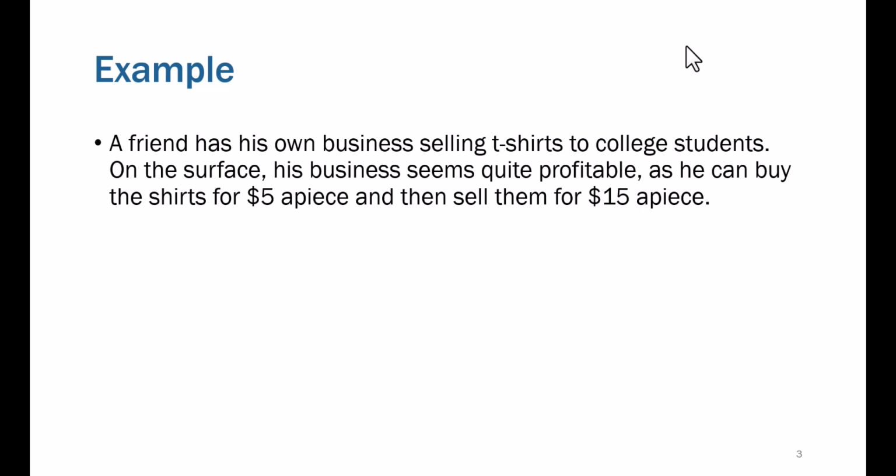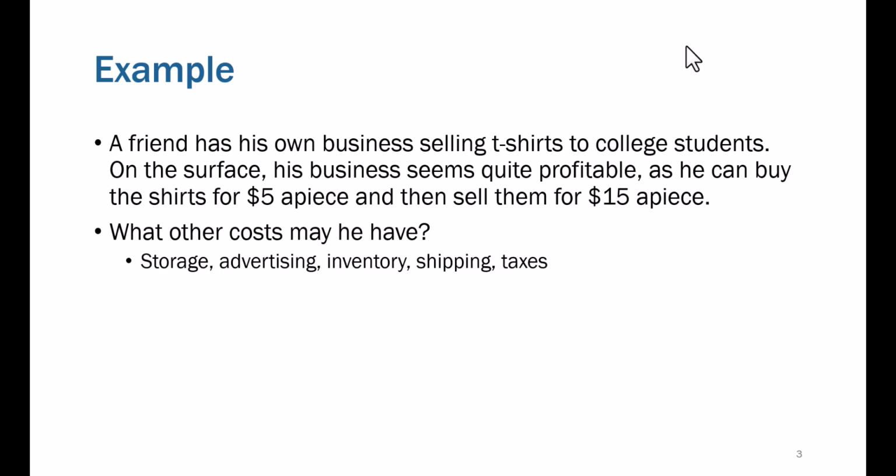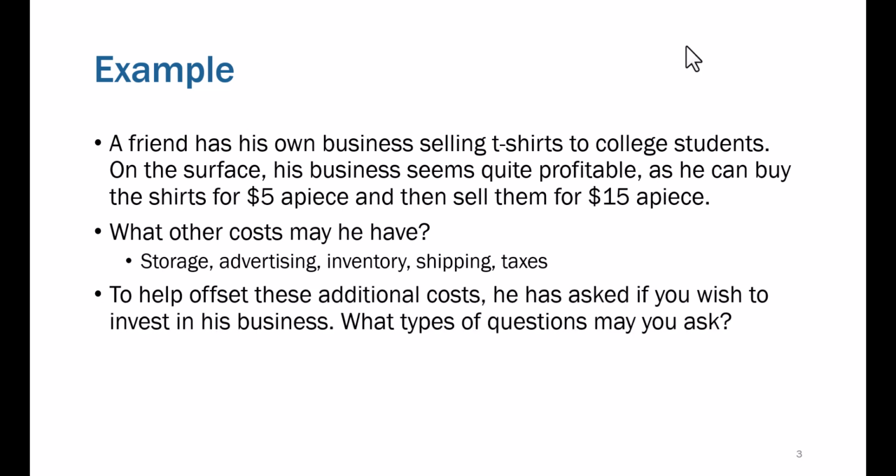So, to start off with an example, let's say you have a friend who has his own business selling t-shirts to college students, and on the surface, his business seems quite profitable. He can buy the shirts for $5 a piece from his supplier, sell them for $15 a piece, so there's $10 of profit. And your friend is looking for you to maybe invest with him. Well, you might want to understand what other costs your friend might have. He could have things like storage and advertising and inventory and shipping and taxes, and all of those costs are going to make the profit seem less and actually will be less than that $10 per shirt.